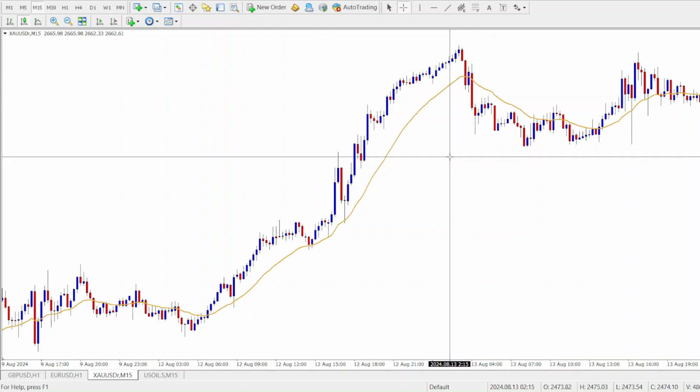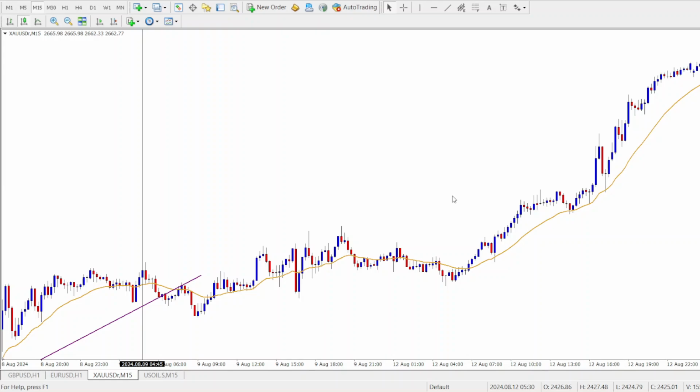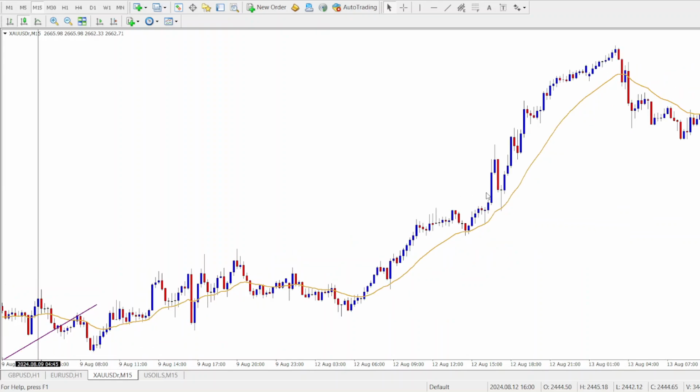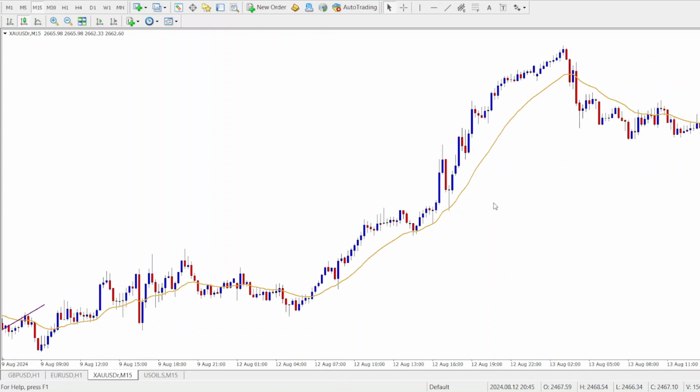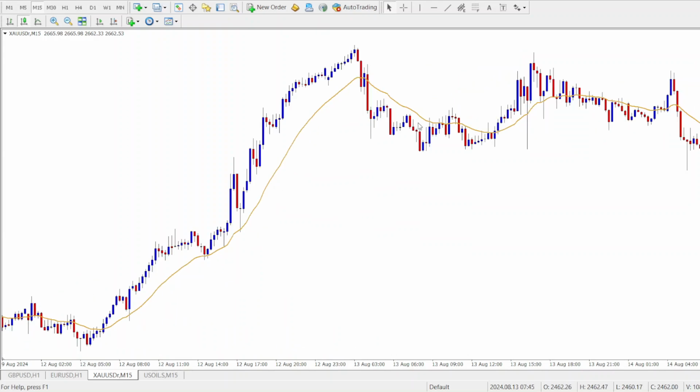And then the next thing is we can use this indicator to catch pullbacks. Pullbacks are basically temporary price retracements that happen even in strong trends. The 21 MA acts as a dynamic support or resistance, as you can see here. It was acting as support here, and then it was acting as resistance around here.